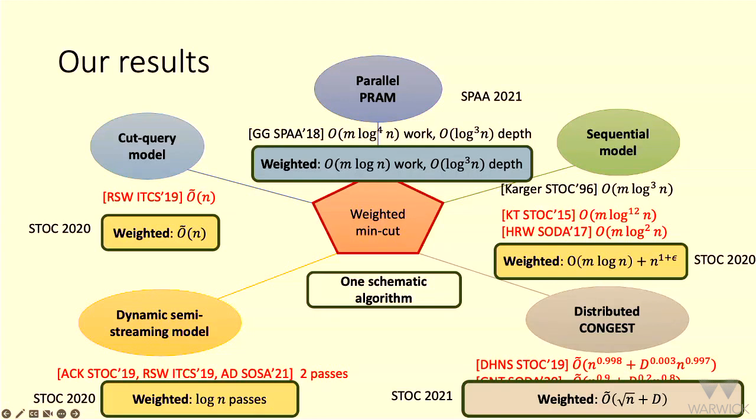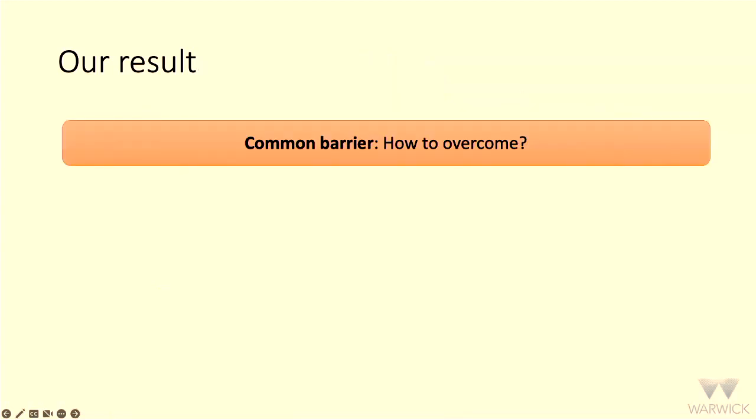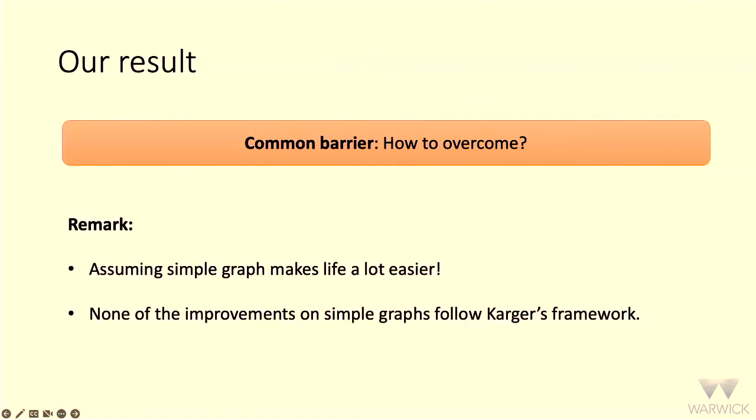But the thing is that over here, this is what is interesting. This gives you an order n cut query algorithm even for weighted min cut. So if you want to prove a superlinear lower bound, again, weighted is not the right way to go. I'm just going to give you a very basic idea about what the common barrier is, and then I'm going to skip to the second case study.